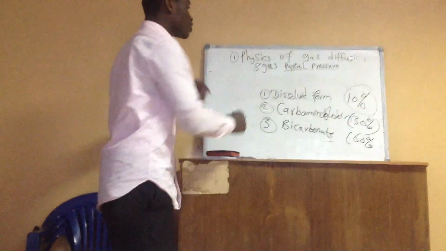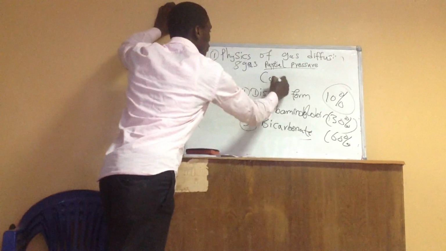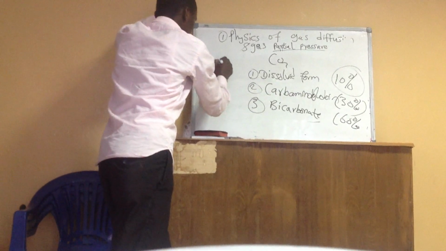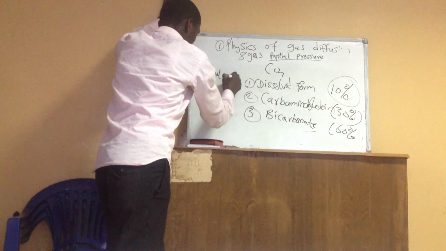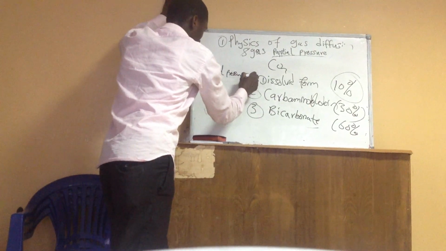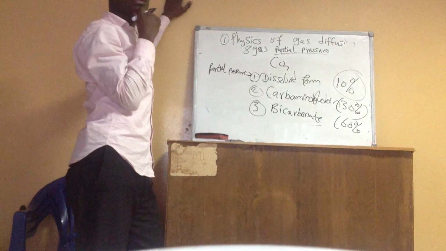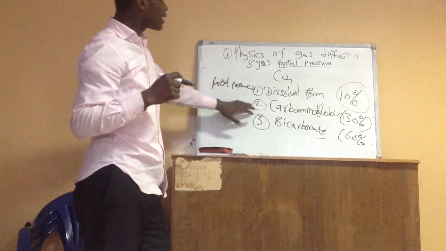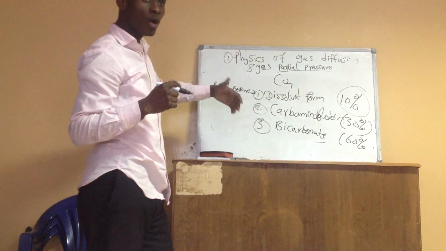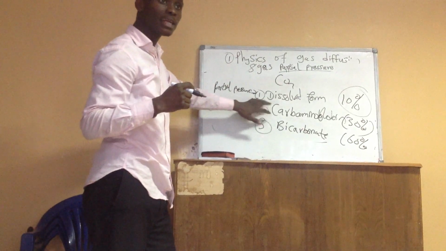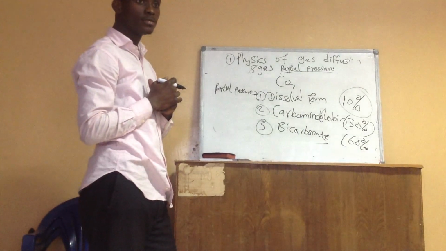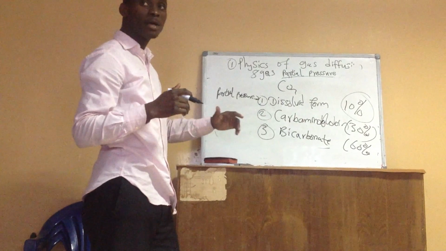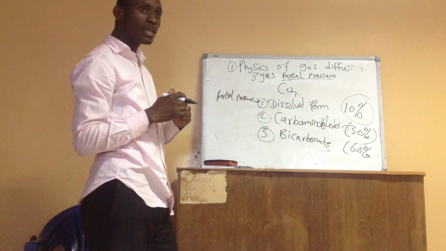Now, partial pressure keeps CO2 in what? Dissolved form. Partial pressure keeps it in a dissolved form. Now, carbaminohemoglobin: how is this attached? To hemoglobin. And how is carbon dioxide transported by bicarbonate? We are going to talk about that as we continue.